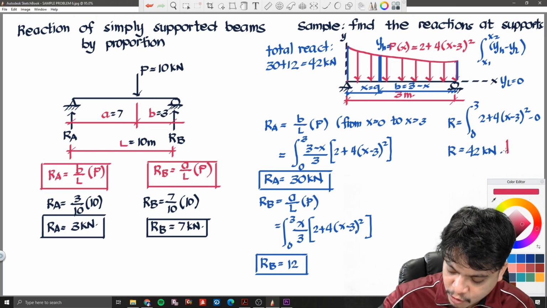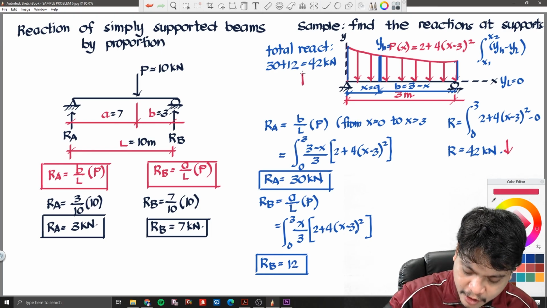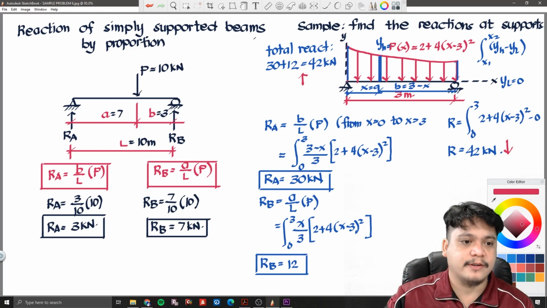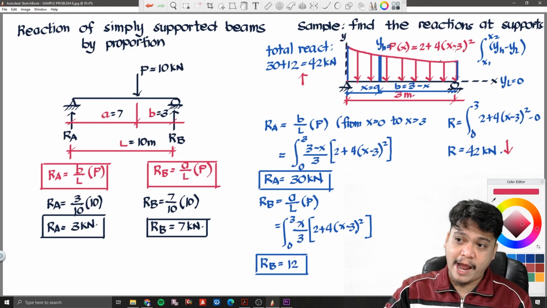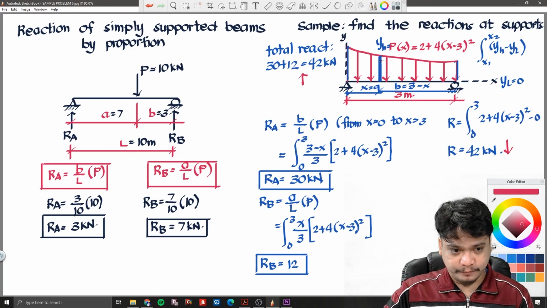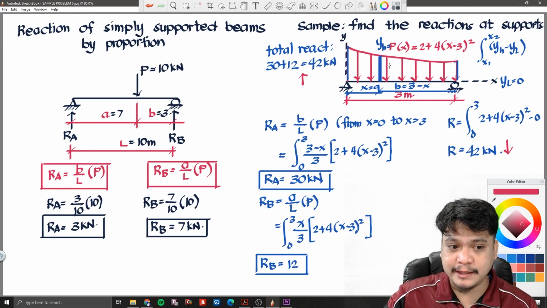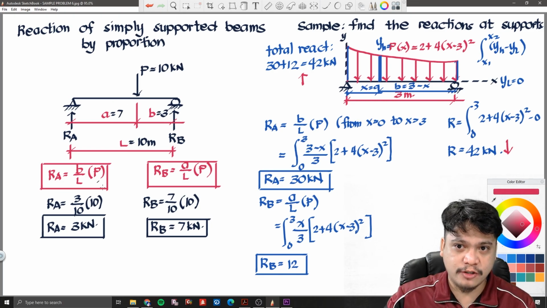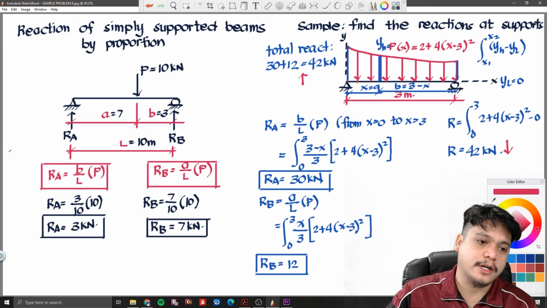So, this is downward. And of course, the reaction is upward. So, this is an equilibrium. Therefore, our answer is correct. Okay. So, for hypothetical loading like this one, you may use the integration. Okay. And by using the technique of reaction by proportion of simply supported.